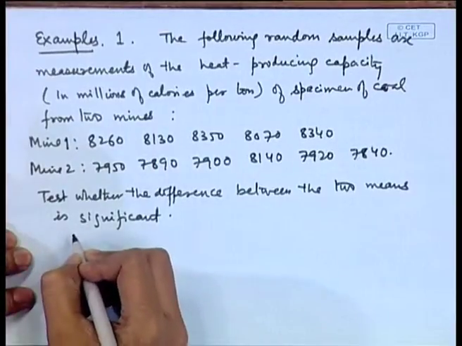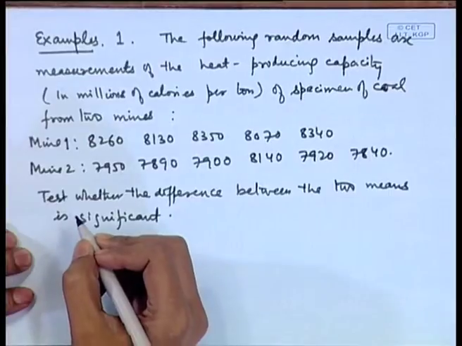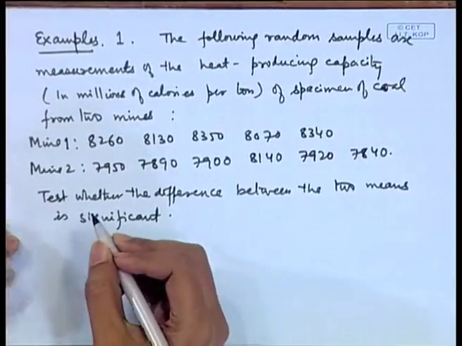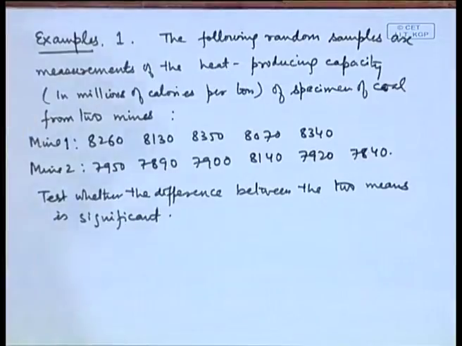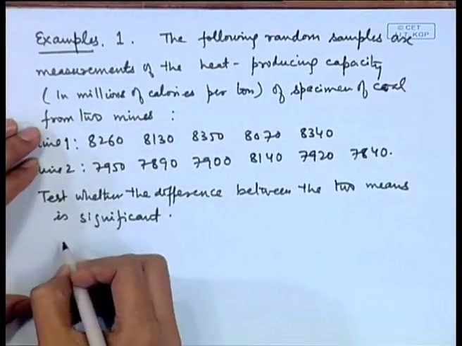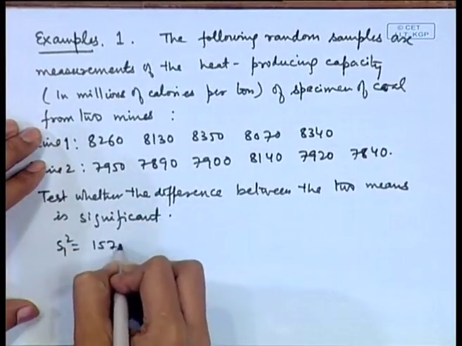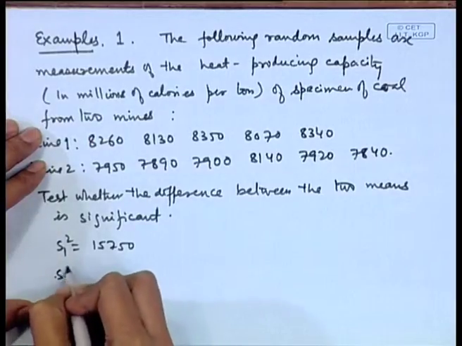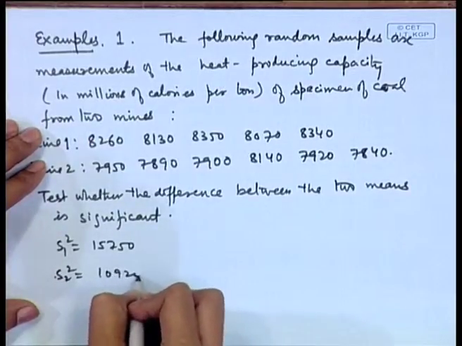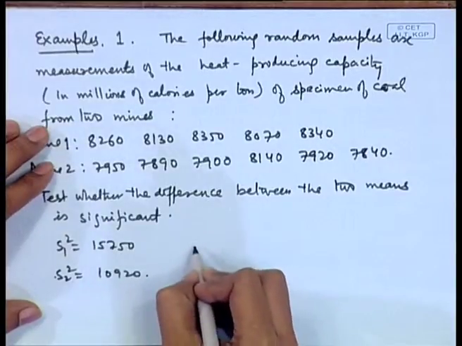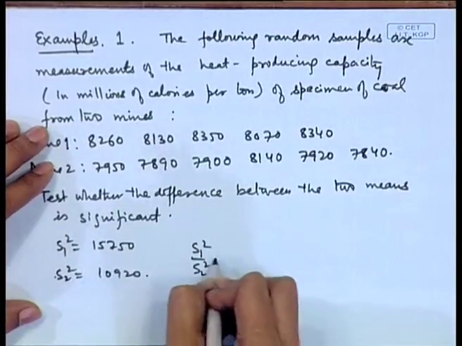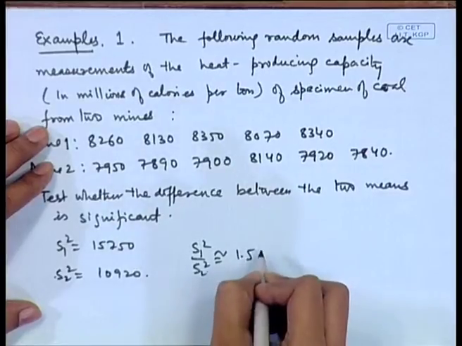But once again here, to test this hypothesis, we will have to test about the variances also. So, whether the variances are same. So, here we see that if we consider S 1 square, S 1 square is equal to 15,750 etcetera, S 2 square is equal to 10,920. So, if we consider the ratio S 1 square by S 2 square, that is approximately 1.5.